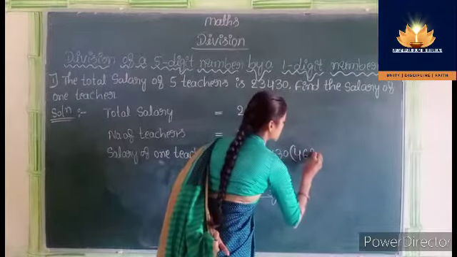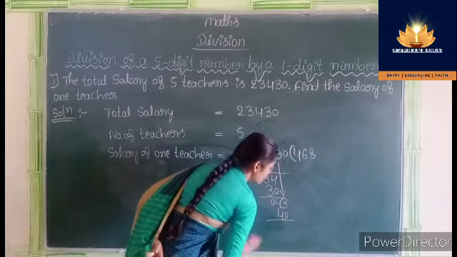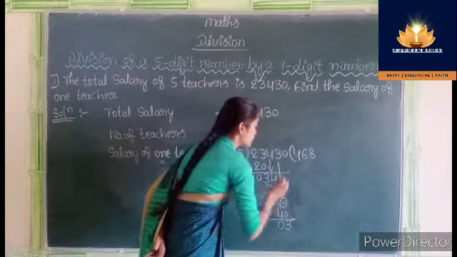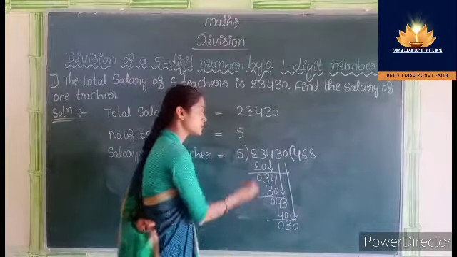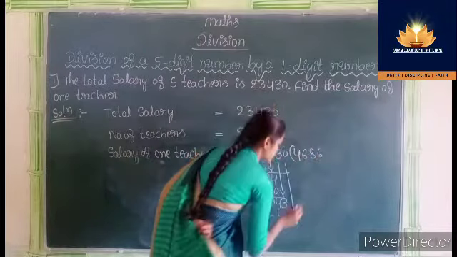We have to consider 5 eights are 40. 8 should be written in quotient place, then write 40. 3 minus 0, 3. 4 minus 4, 0. Then bring down this 0. 30 is divisible by this 5 on 6. 5 sixes are 30.